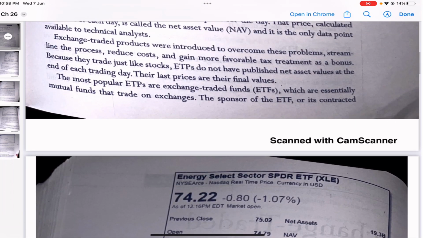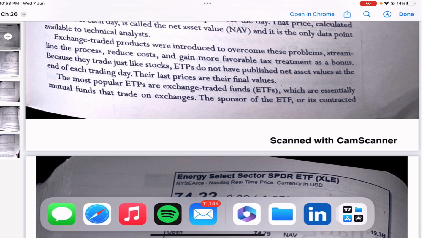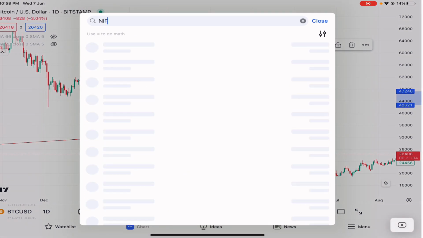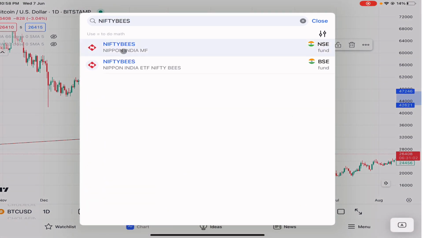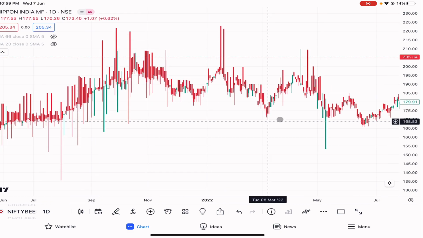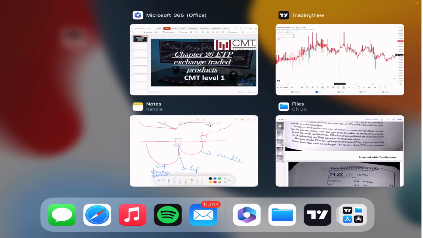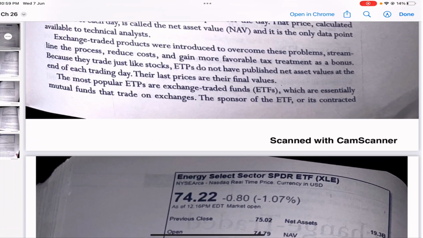Okay, so I'm over here. Exchange traded products were introduced to overcome these problems, streamline the process, reduce costs, and gain more favorable tax treatment as a bonus, because they trade just like stocks. If you are trading in the Indian markets and you go to TradingView and search Nifty Bees, Nippon India Nifty Bees and all of these are basically exchange traded products. So there are various exchange traded products like these listed in the market, right?